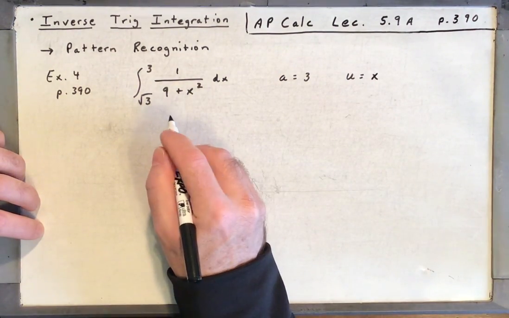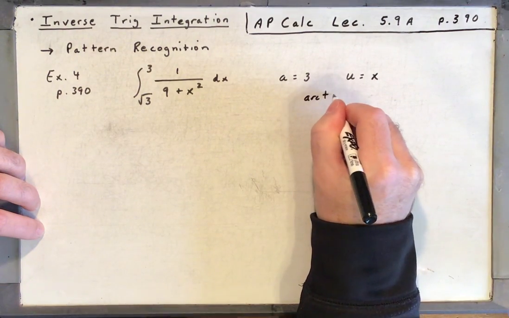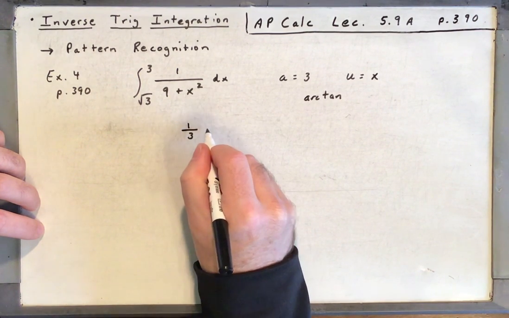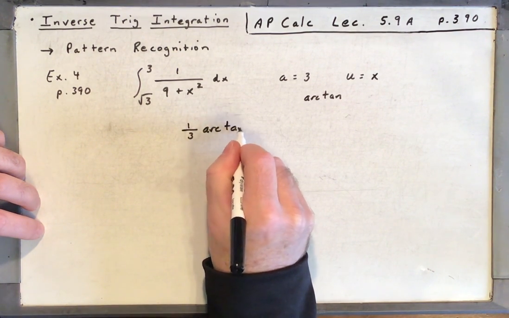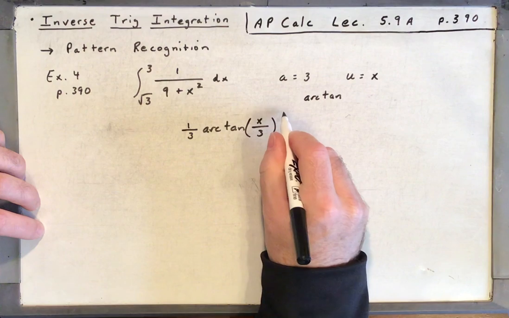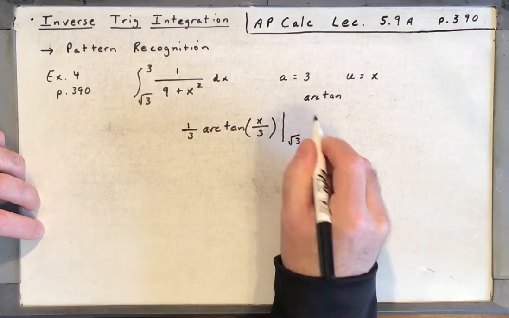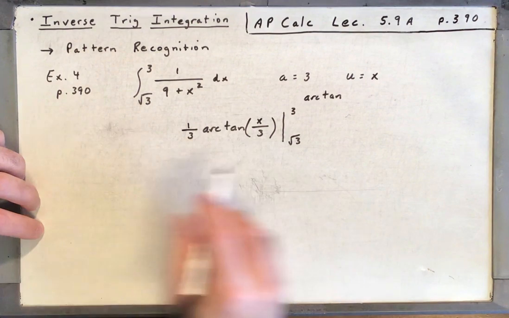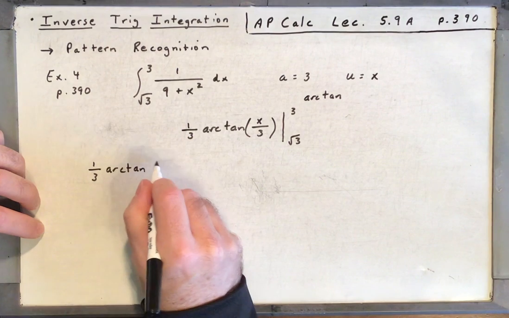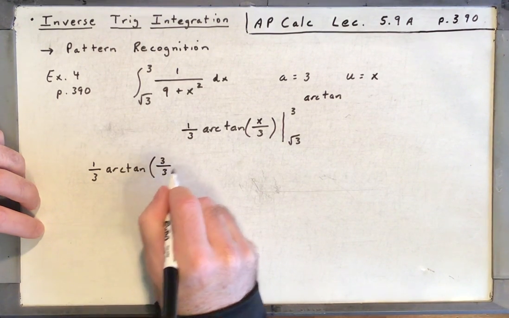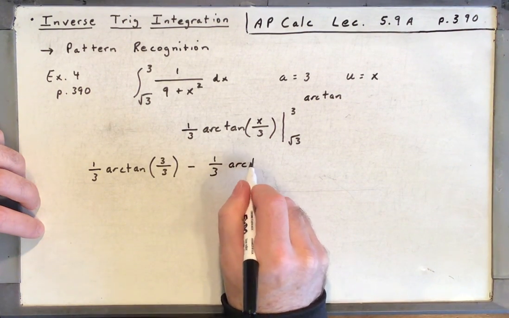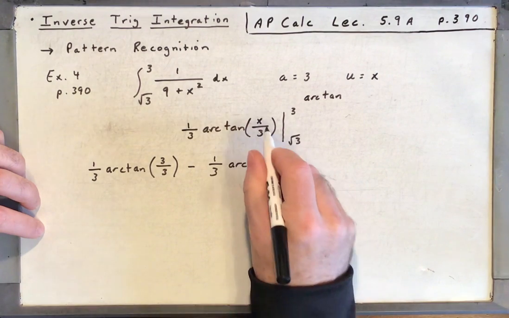So if you'll look back at your sheet, of course, we know this is arctangent. So the formula is 1 over a, so 1/3 arctangent u over a, so x over 3. And since this is a definite integral, we have to plug in our limits. So this would be 1/3 arctangent 3 over 3, that's just 1, right? Minus 1/3 arctangent root 3 over 3.